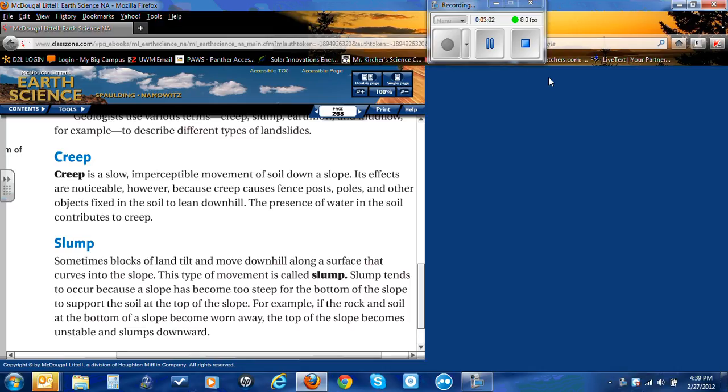Slump. Sometimes blocks of land tilt and move downhill along a surface that curves into the slope. This type of movement is called slump. Slump tends to occur because the slope has become too steep for the bottom of the slope to support the soil at the top of the slope. For example, if the rock and soil at the bottom of a slope become worn away, the top of the slope becomes unstable and slumps downward.